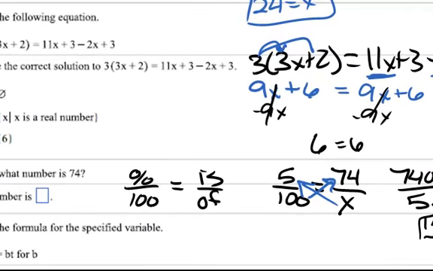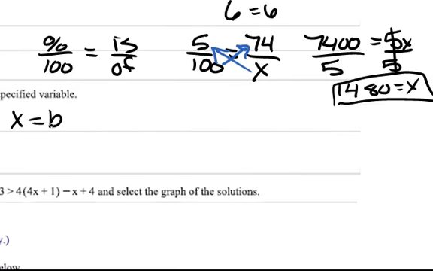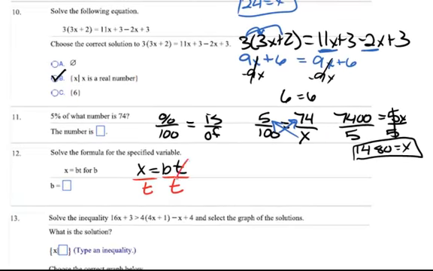For number 12, solve the formula for the specified variable. We have x equals bt, and it wants us to solve for b. So we need to get b alone. In order to do that, we need to get rid of this t. This is b times t, so to undo multiplication, we're going to divide both sides by t. They cancel out on the right side, and we're just left with x over t equals b.